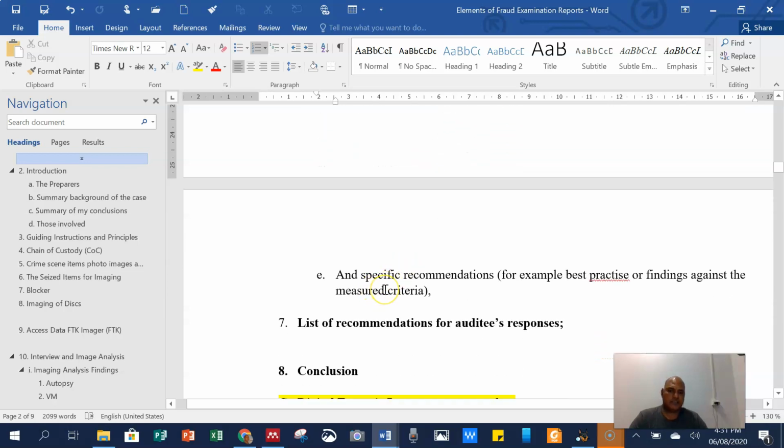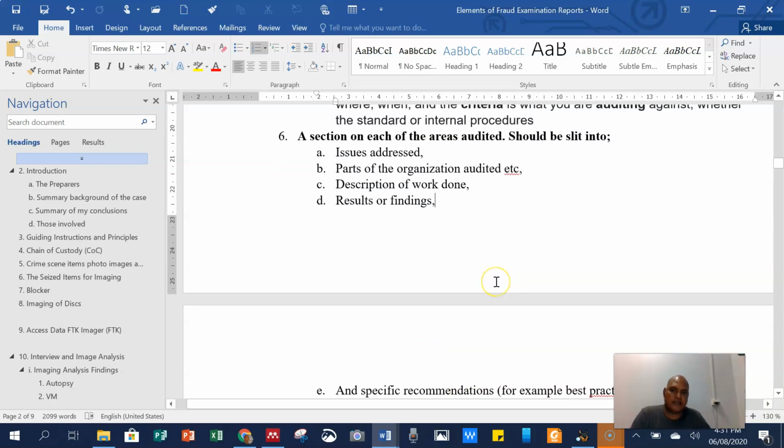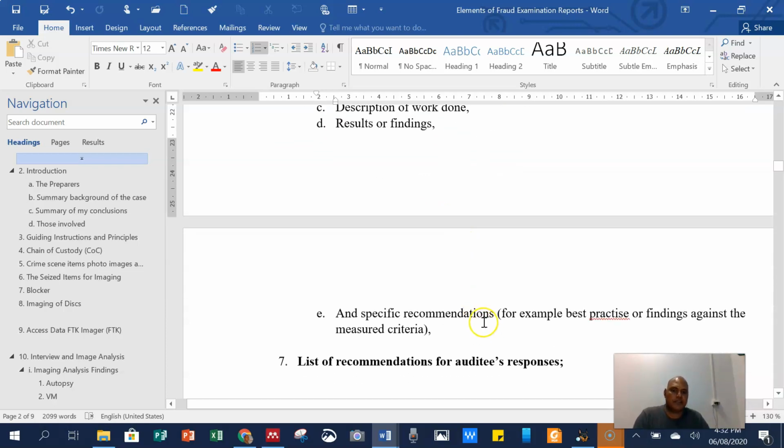The last one is the specific recommendations, for example, best practice or findings recommendation against measure criteria. So normally recommendations, they actually detail as you do the audit. So if you continue with the audit and then you come up with an issue, you can slot in a recommendation. So probably name the recommendation 1 for finding 1, recommendation 2 for finding 2, and recommendation 3 for finding 3, etc. So these are the use of recommendations.